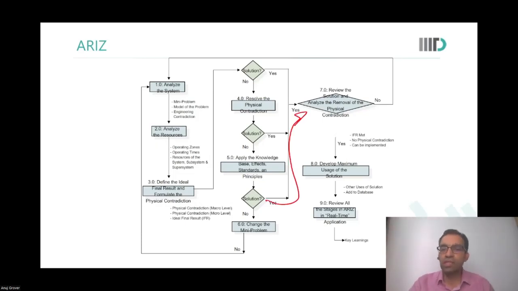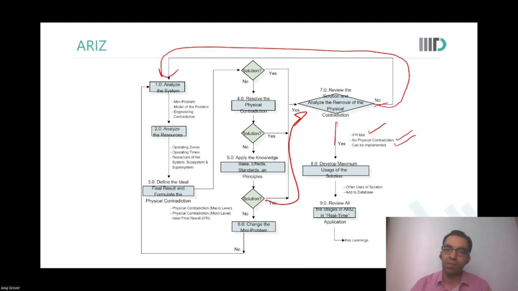Then you answer a few questions. Has the IFR been met? Is it really the ideal final result? Is there no physical contradiction left now? Can the solution be implemented? If the answer is yes, you say, okay, develop maximum usage of the solution. If the answer is no, so you thought there is a solution, but the answer is no, then you come back to the first step. You reanalyze the system. You redefine the mini problem.